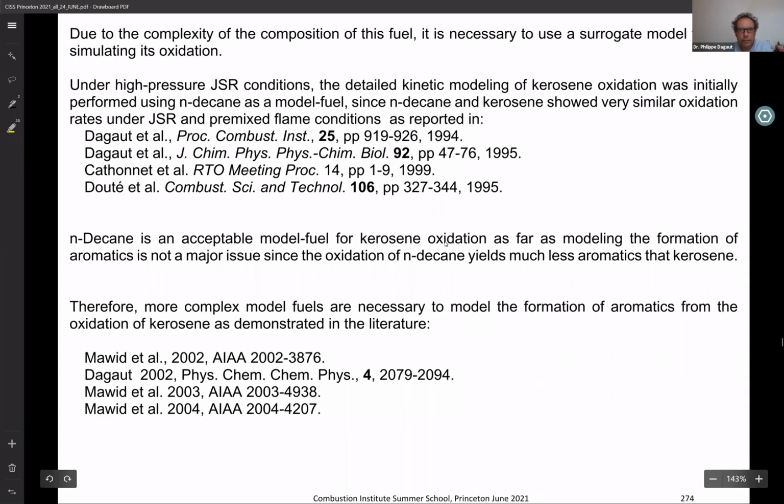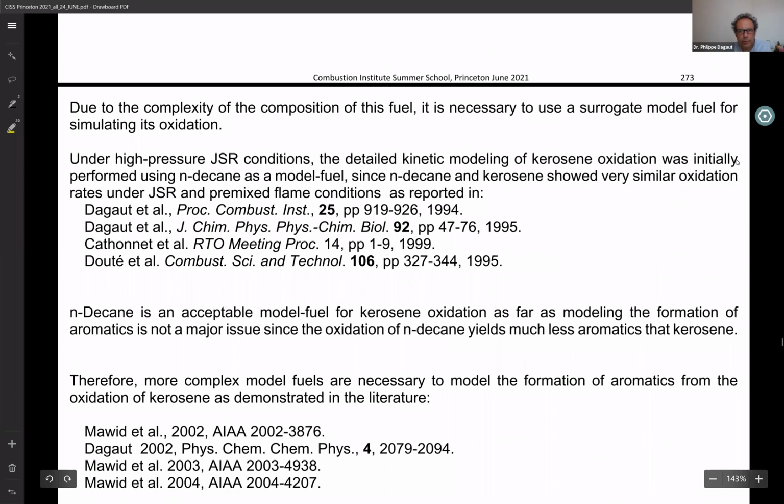Due to the complexity of the composition of jet fuels, we use surrogates, as I told you. So a long time ago, the surrogate that was used was normal decane, because it has a very similar rate of oxidation. However, it's not appropriate for modeling the formation of aromatics, because the oxidation of a straight chain normal alkane doesn't produce much of aromatics when you burn it.